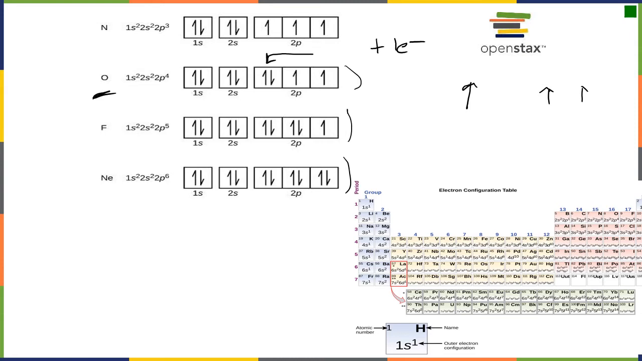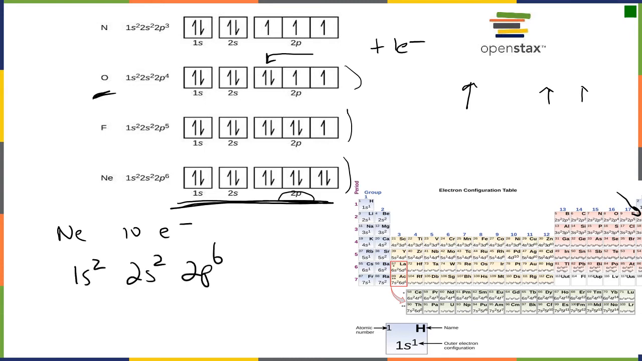Now, we need to get our way all the way over here to neon. Now, neon is right down here, such that the entirety of the n equals 2 is full. So, neon has 10 electrons, and they are in 1s2, 2s2, 2p6. Now, this is the maximum number of electrons that can be held in the 1s. And this is the maximum number of electrons that can be held in the n equals 2. So n equals 1 is full, n equals 2 is full.